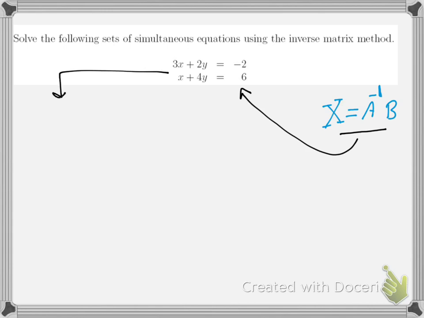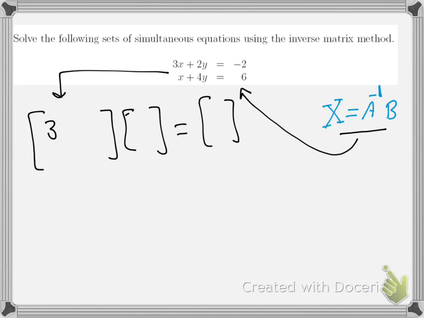As I told you before, you should convert this system into matrix form: the coefficients of x, 3 and 1, and the coefficients of y, 2 and 4. Here are the unknowns x and y, and the free numbers here, -2 and 6. Now let's use this rule.